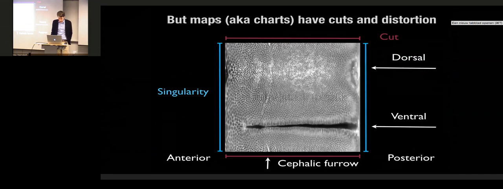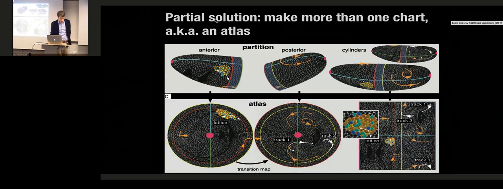So the solution to this problem is to make more than one chart, to make a number of overlapping charts that have their cuts and distortion in different places, so that every location you're interested in is easy to look at in at least one of the maps. And a collection of charts is called an atlas. And here you see an example of an atlas of the fly embryo.